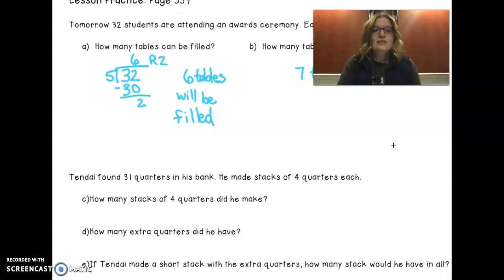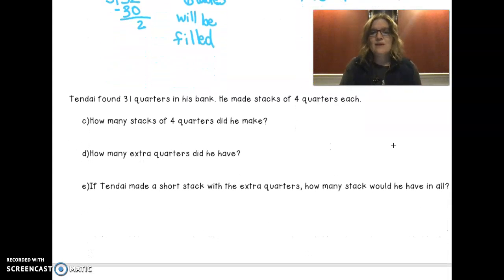Here's our next one. Tendai found 31 quarters in his bank. He made stacks of 4 quarters each. How many stacks of 4 quarters did he make? So we say 31 divided by 4. And I know that I would love to say 8, but that's 32. It's too much. So I know that I'm going to have to go with 7. 28. 31 minus 28 is 3. So remainder of 3. So he had 7 stacks.